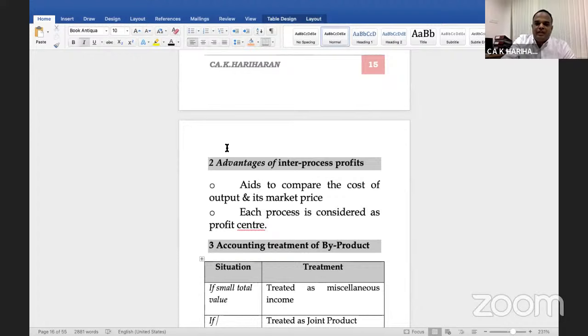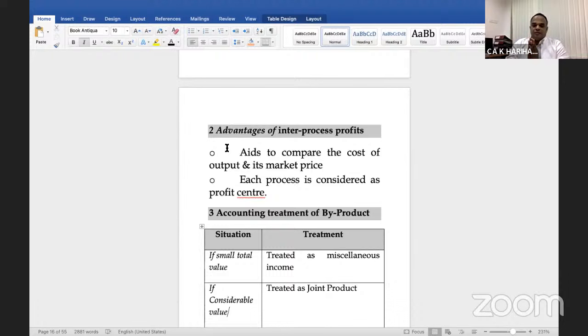Advantages of inter-process profit. In general, in process costing, the output of one process becomes the input for the next process. If the output of one process is transferred to the next process after adding profit, then it is called the inter-process profit method. Understood? Then, what are the advantages with respect to inter-process profit?